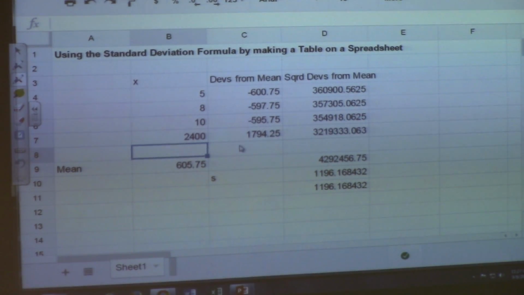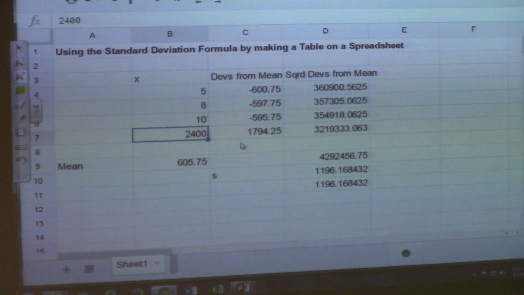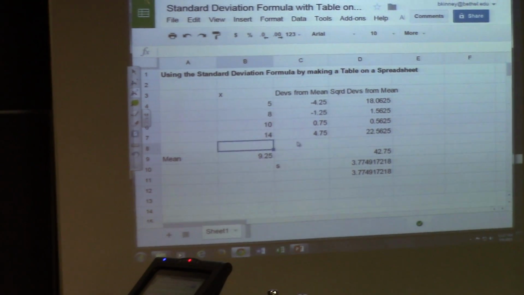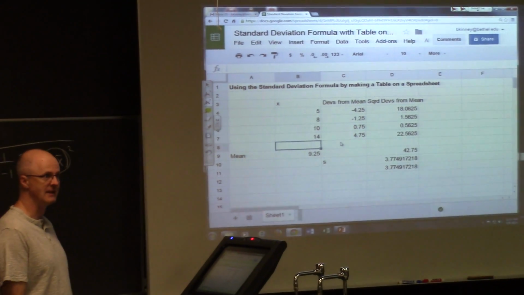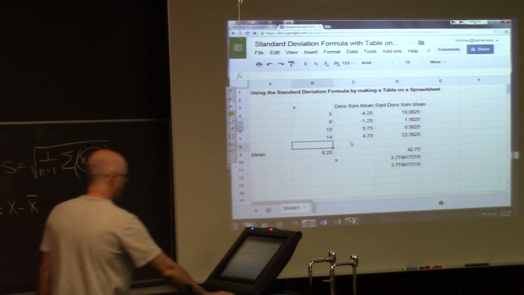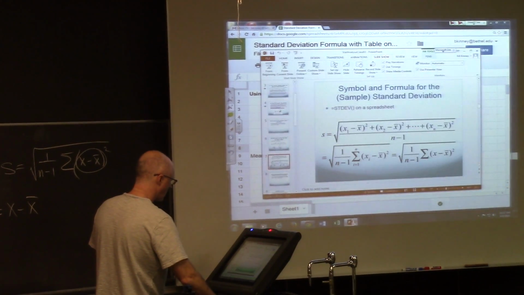Okay? That's another benefit of doing it this way on the spreadsheet, is if you play with these things enough, you can get some understanding of why this is a measure of spread in this case. Okay? All right, let's go back to the PowerPoint.